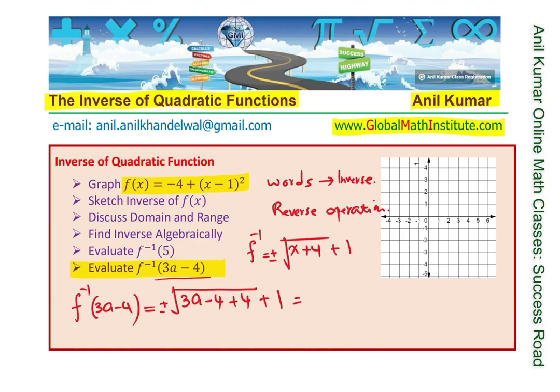So what we get here is 3a minus 4 plus 4 is 0. So we get square root of 3a, right, with plus and minus outside, plus 1. So basically, you could write this as 1 plus minus square root of 3a. So that is the expression for the inverse at 3a minus 4. You see that. So you could also evaluate expressions once you have the algebraic value of the inverse of the function. So with that, we conclude.